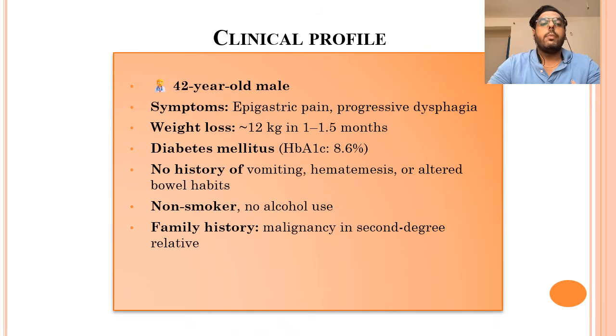So, a brief on clinical profile. A 42-year-old male patient presented with the symptoms of epigastric pain and progressive dysphagia to solid foods. There was significant weight loss of up to 12 kgs in the last 1 to 1.5 months. The patient was recently diagnosed with diabetes with an HbA1c of 8.6, and there was no associated history of vomiting, hematemesis, or altered bowel habit.